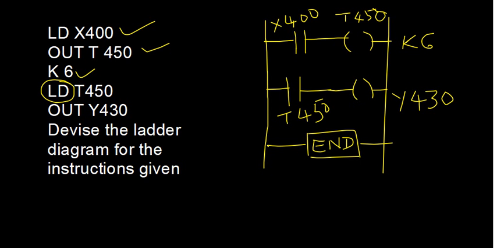This is how you have devised the ladder diagram, and you can always write the inference what exactly this ladder diagram does. An output Y 430 is actuated 6 seconds after there is an input which is indicated by X 400. So, this is one of such instructions which are given, and you will have to draw the ladder diagram. I hope all of you have noted these things down and taken it.